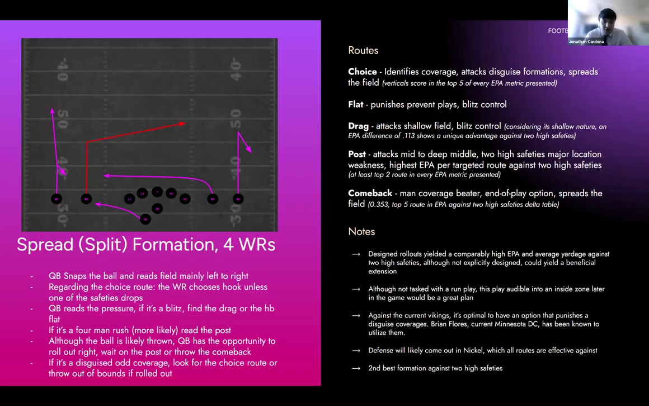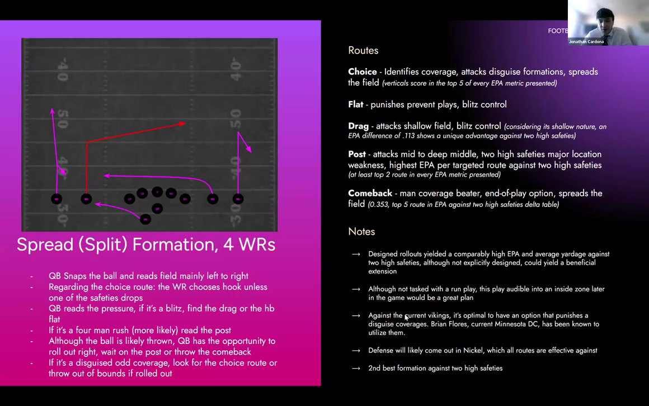He'll run the streak if he sees a safety drop, and that'll reinforce, in this case, Drake Maye's knowledge of the coverage. It'll also detect disguised odd coverage formation by spreading the field beyond the numbers. Both the flat and the drag route are going to attack the blitz. We've seen in our findings that those shorter routes allow a buffer for quick passes over the middle to counter the blitz and get a quick play.